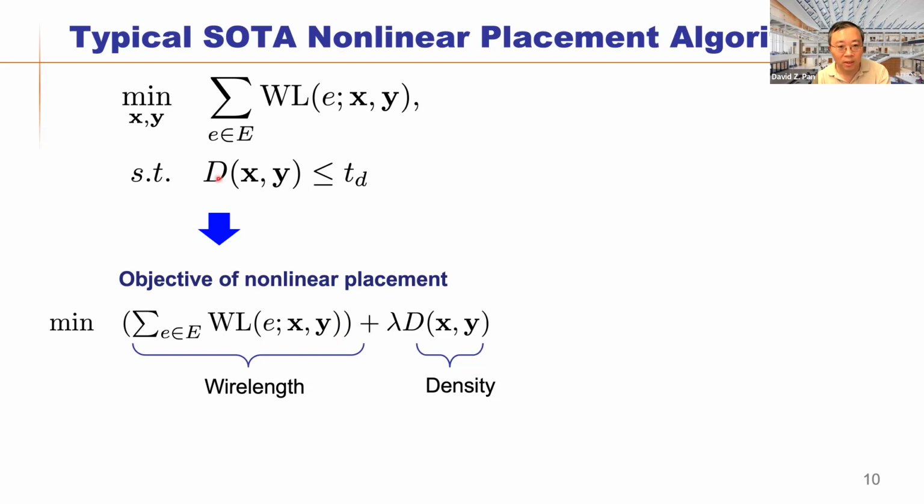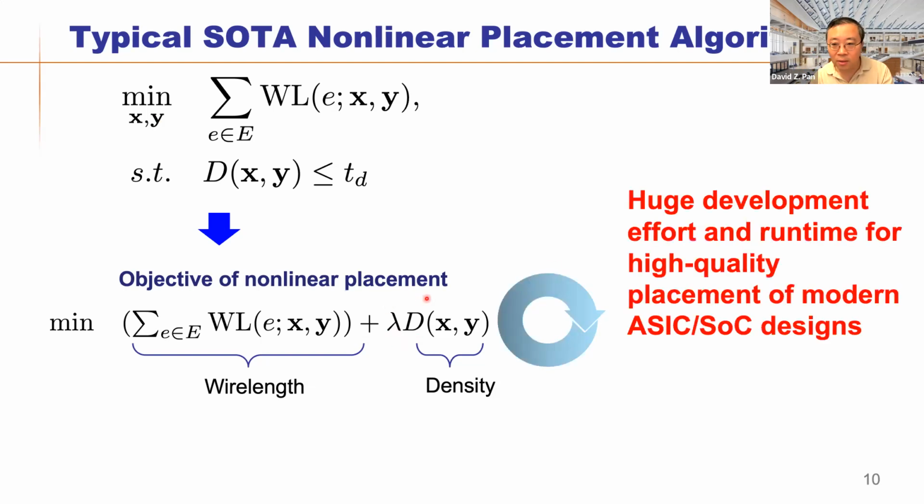To solve this constrained optimization, we can transform it into an unconstrained optimization with Lagrangian multipliers, lambda, which you can adjust. And then you can think about, how do I solve it? So think about it.